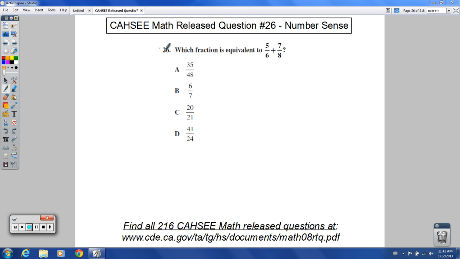Hey, welcome to CAHSEE Math Released question number 26. Dealing with some fractions here. Which fraction is equivalent to 5/6 plus 7/8? What do we need to add fractions? We need a common denominator.